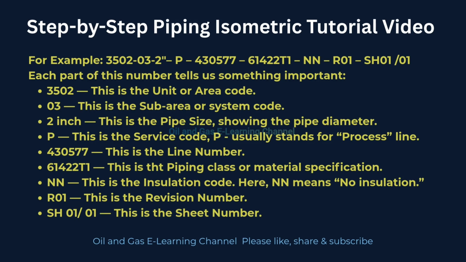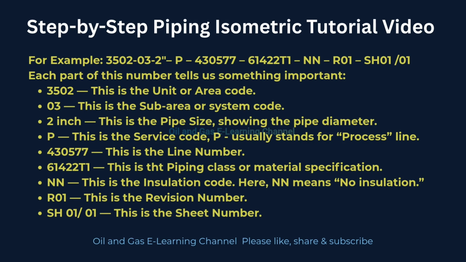3502, this is the unit or area code which identifies the section of the plant. 03, this is the subarea or system code. 2-inch, this is the pipe size showing the pipe diameter. P, this is the service code which usually stands for process line. 430577, this is a line sequence number, a unique number that identifies this specific line.